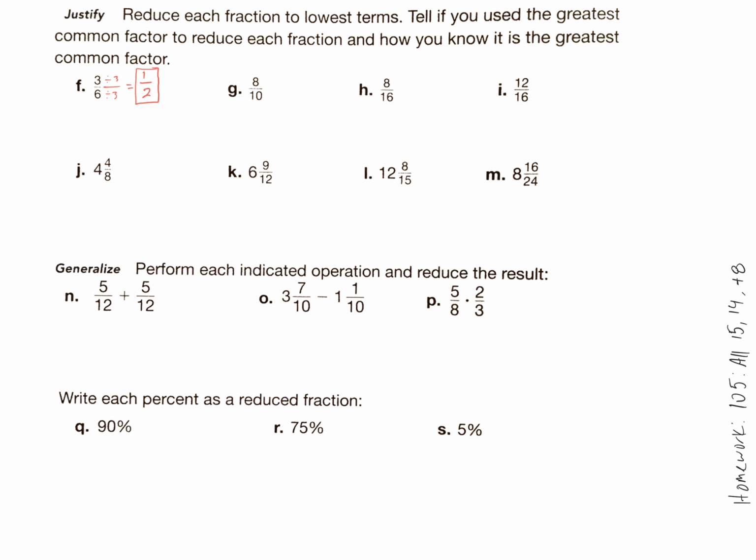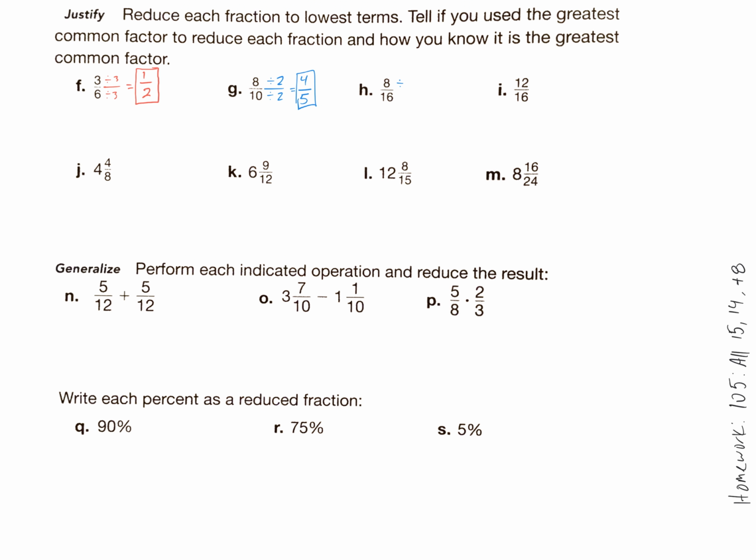For G, I'm going to do something similar. Looking for a number that both the top and the bottom have in common. I believe 2. So I'm going to divide the top and the bottom by 2. 8 divided by 2 is 4. 10 divided by 2 is 5. And 4 and 5 don't have anything in common. So I'm going to say that's my answer.